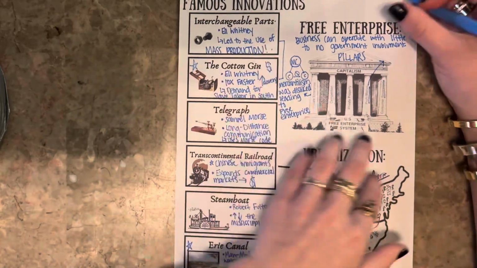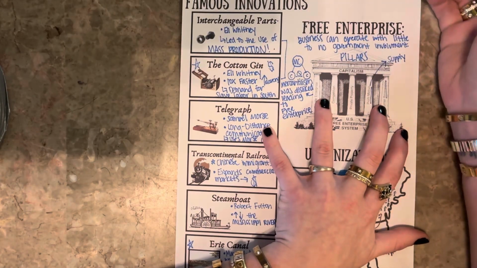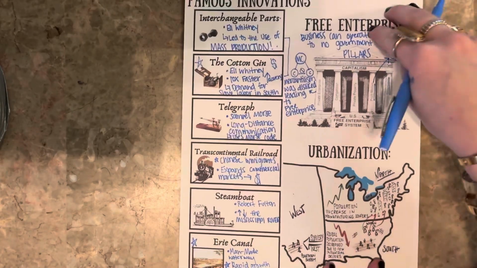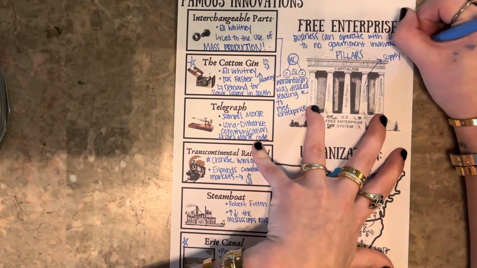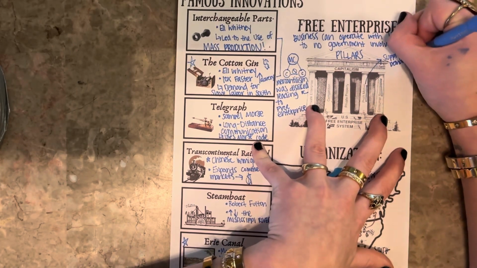This is about supply and demand. So basically, if a good is doing well, we're going to make more of it. If a good is doing not so good, we're not going to produce as much. So supply and demand is what that's talking about. What the American people want, the American people get.